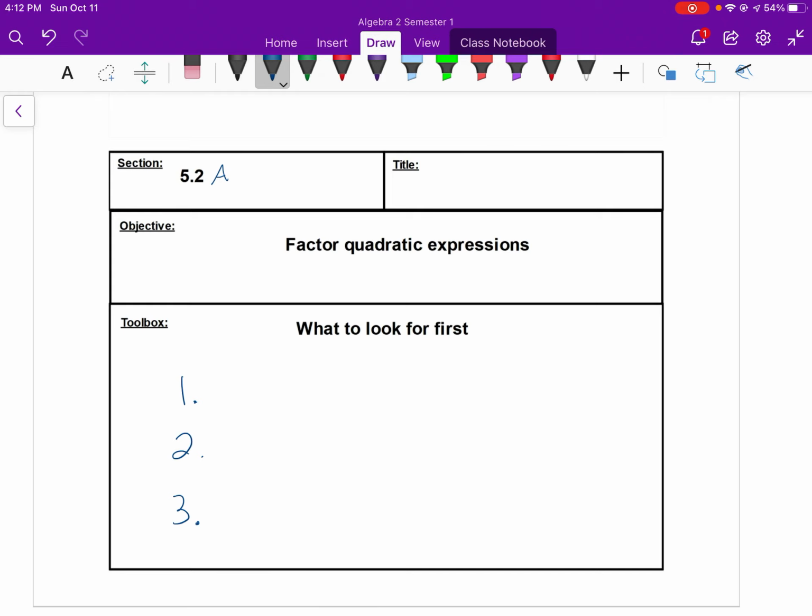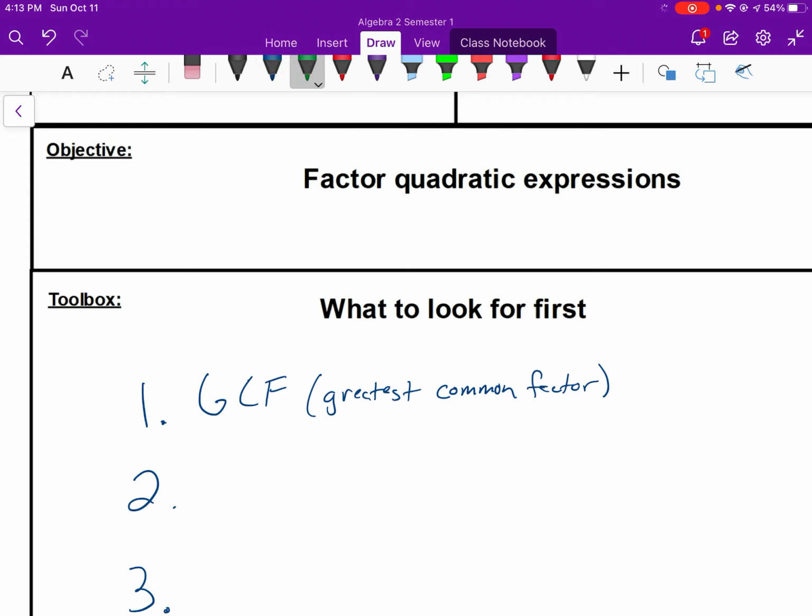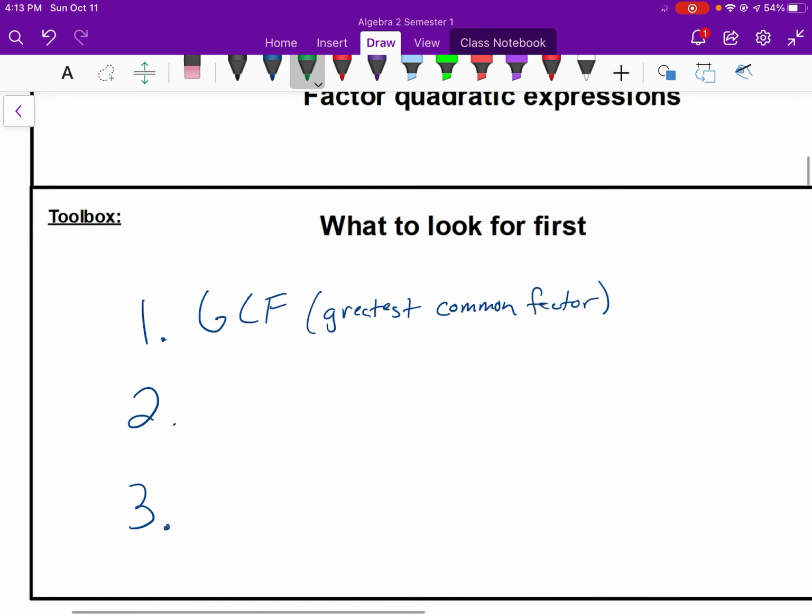The first thing you need to think about is to look for what we call a greatest common factor, or GCF. Whenever I say factor this quadratic, that is the first thing that should go through your head. The second thing, once we take care of the greatest common factor, if there is one, is to see if there is a special case. For right now, all we're going to worry about is one special case, and this special case is called the difference of squares.